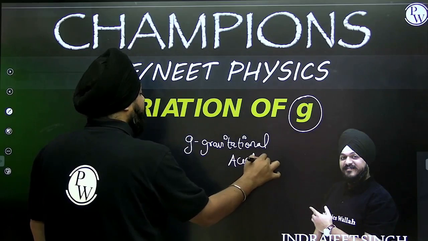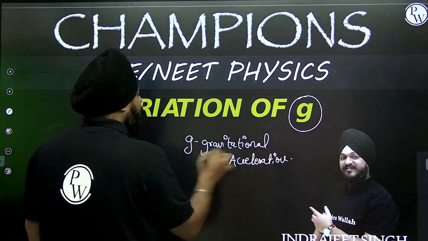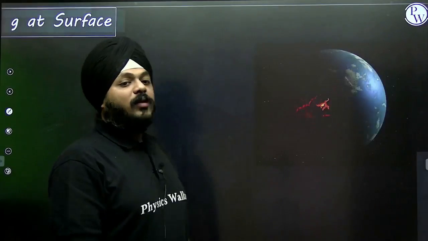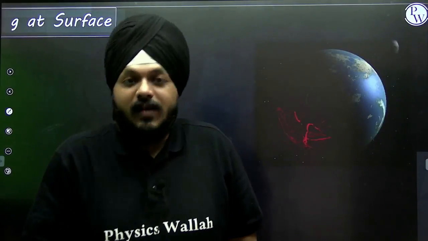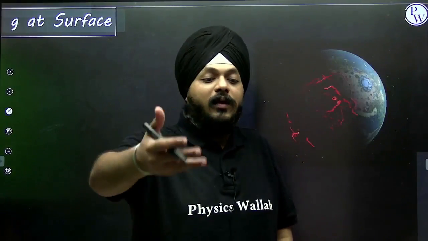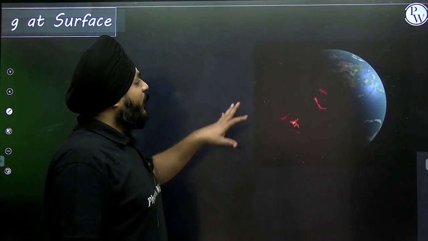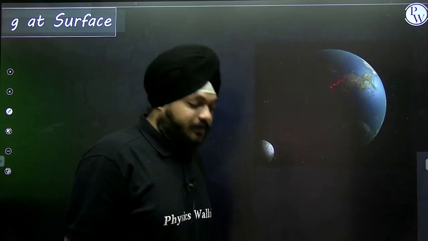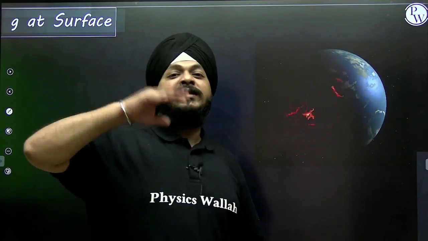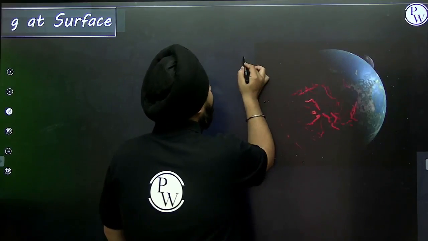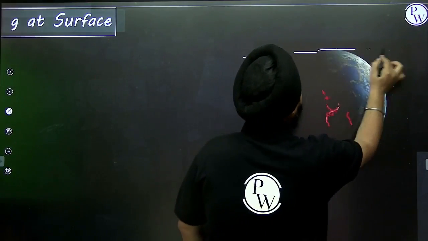G is nothing else but the gravitational acceleration. So what the gravitational acceleration is, and how to calculate the value of it. Suppose you can see this visualization. Let us take an example at the surface we are talking about.